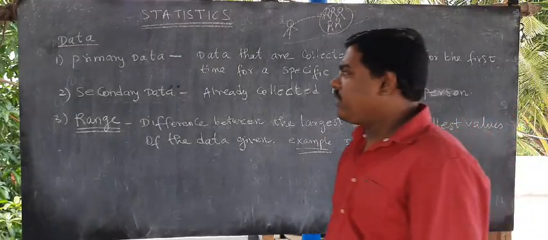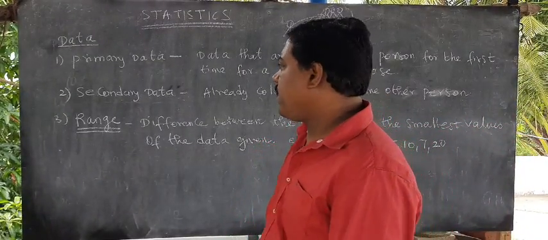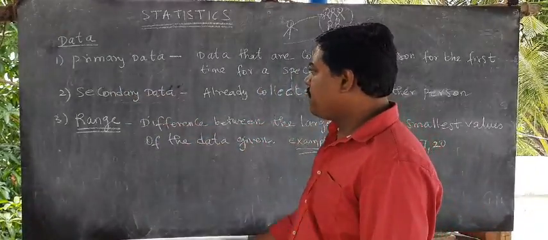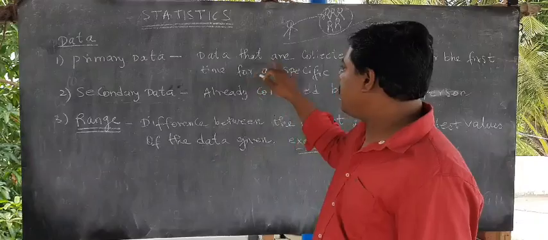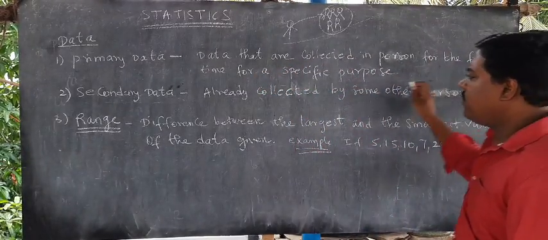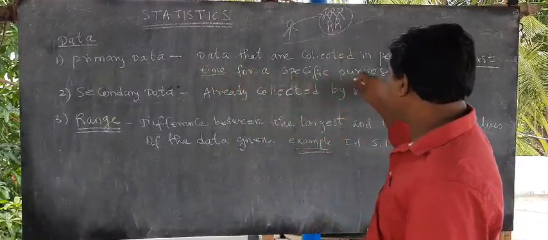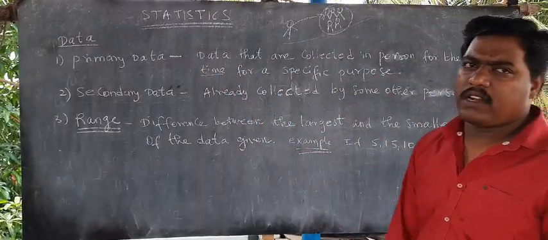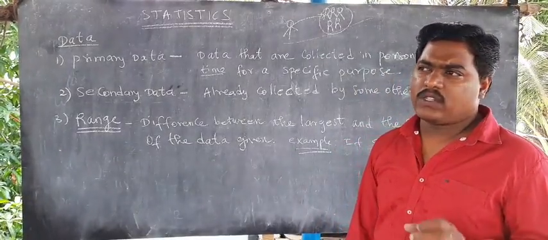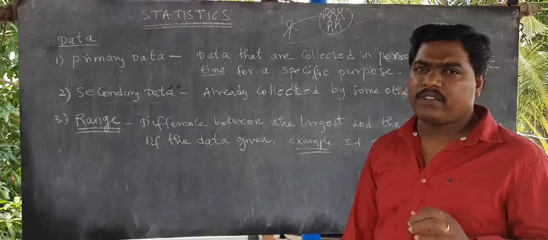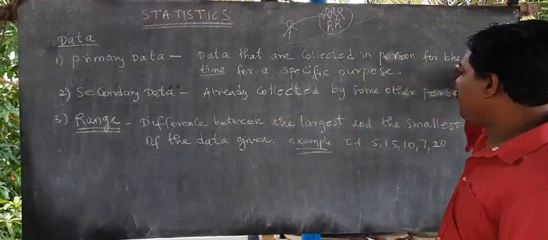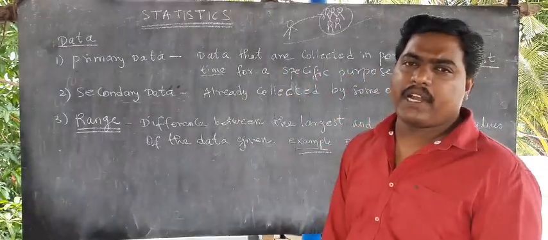Right. So data. In data we have two types. One is primary data, another one is secondary data. Primary data: data that are collected in person for the first time. Note it down. For the first time, for a specific purpose. That is student information, marks or age of the student, how many of them are going to school, how many of them are sitting at home. Any data collected for the first time is called primary data.